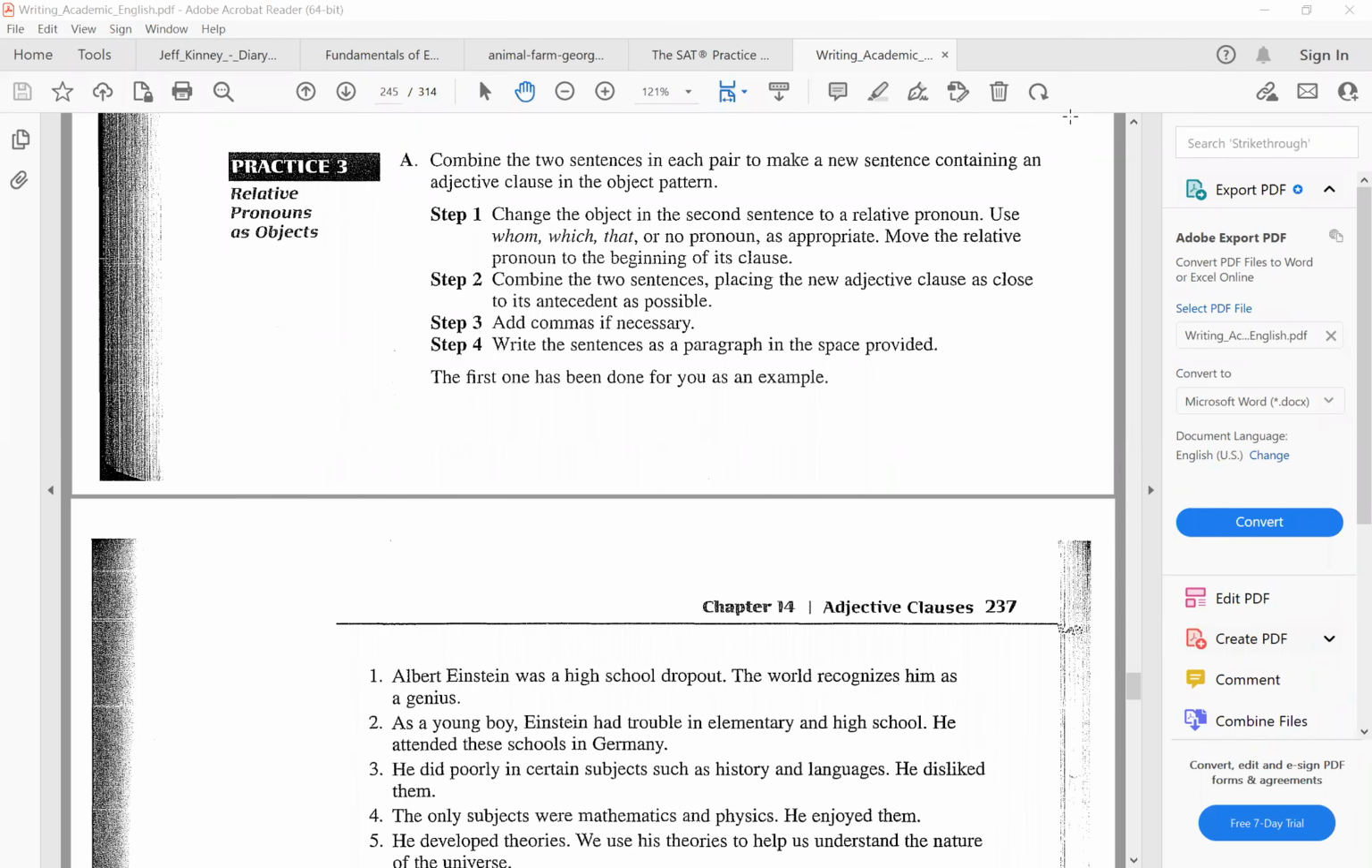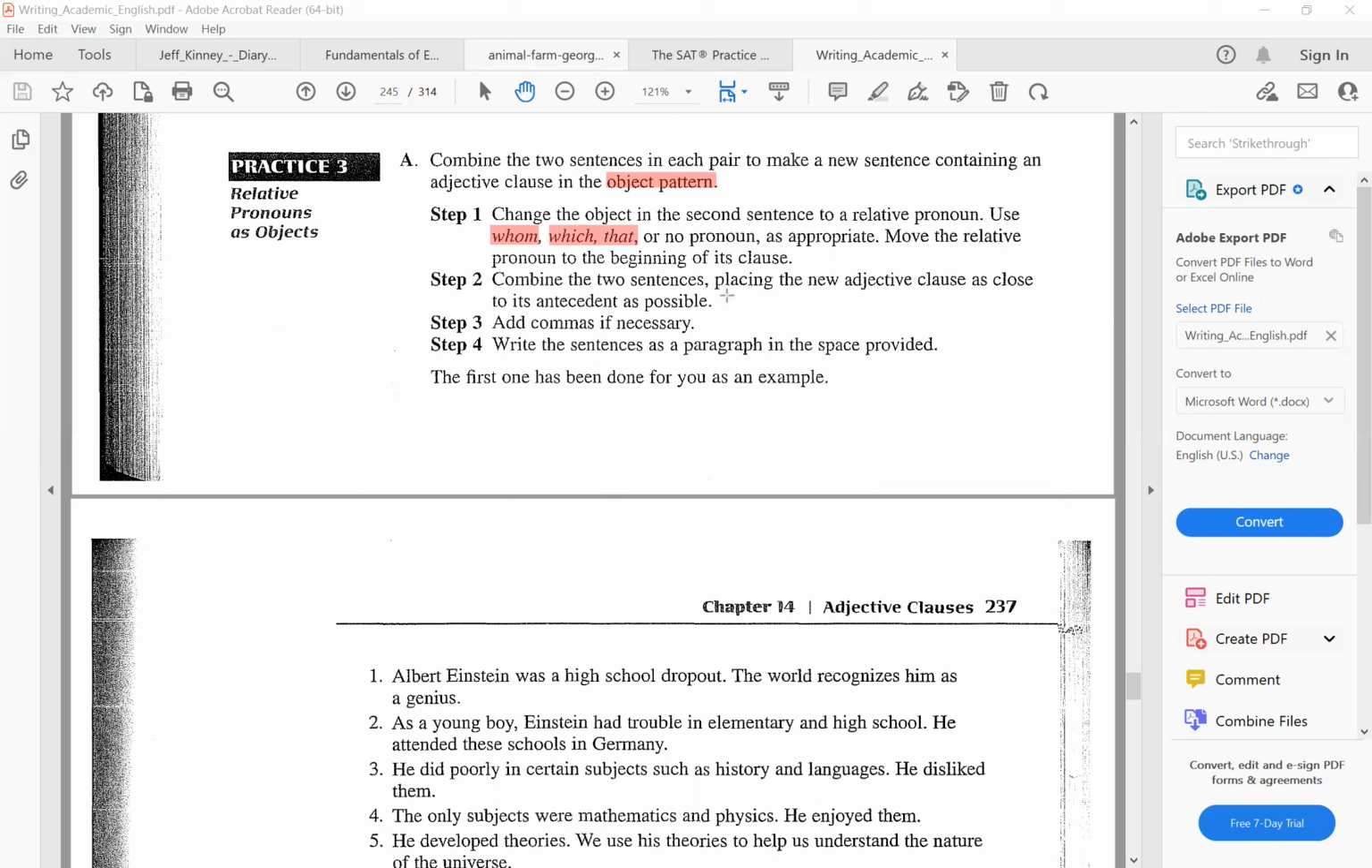Okay, so now we're moving on to using relative pronouns as objects in our adjective clause. Same thing here, we have to combine the two sentences to make a new complex sentence containing an adjective clause in the object pattern. So what are our objective relative pronouns? For people, we have to use whom with M, not who. And for things and animals, we can still use which or that.